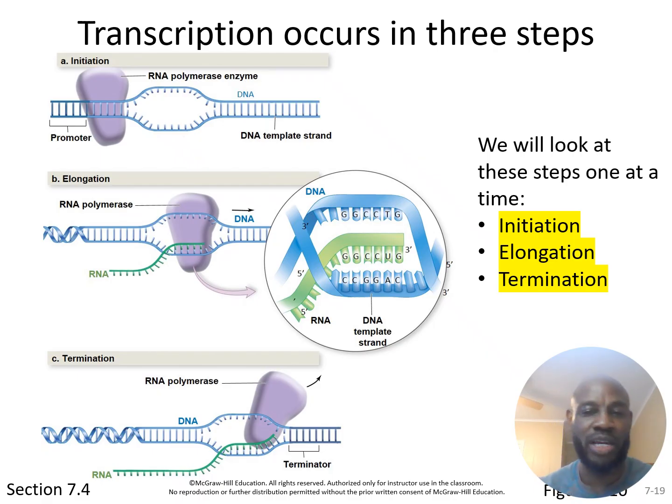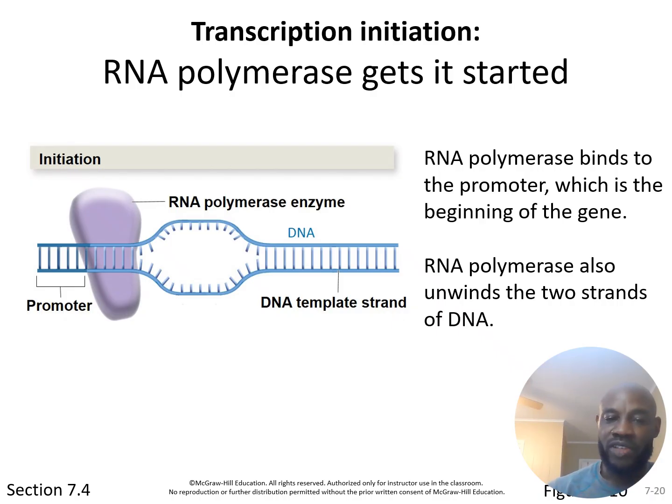Transcription occurs in three steps: initiation, elongation, and termination. And transcription is copying the DNA. So we have this RNA polymerase, this enzyme that gets everything started. It binds to the promoter region of the DNA, which is the beginning of the gene, and unwinds the two strands of DNA, because we only need to copy one, because remember, they're complementary to each other.